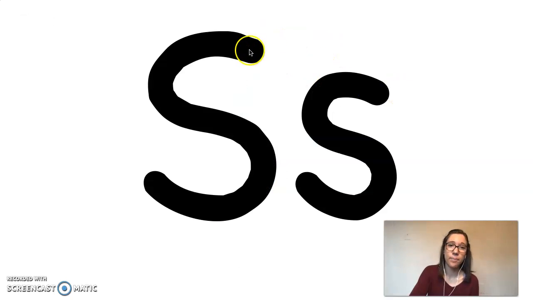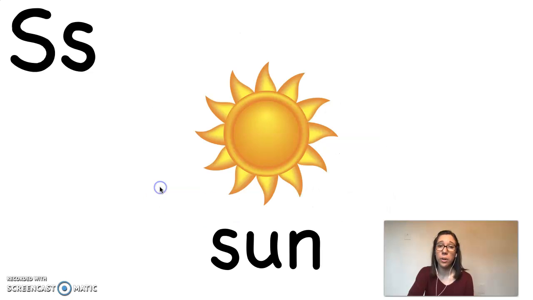Next we have S. The letter S curves like a big snake. We start at the top and it curves all the way down, back and forth until it gets to the bottom. The same goes for lowercase s, except it is smaller. S says s, as in sun. S is sun.